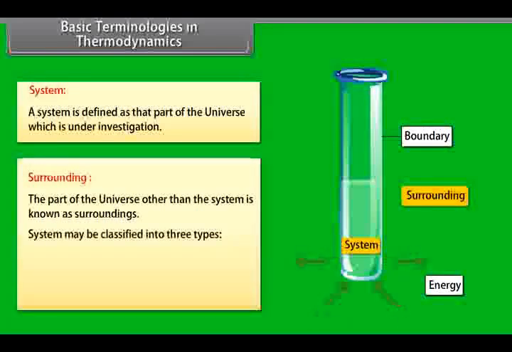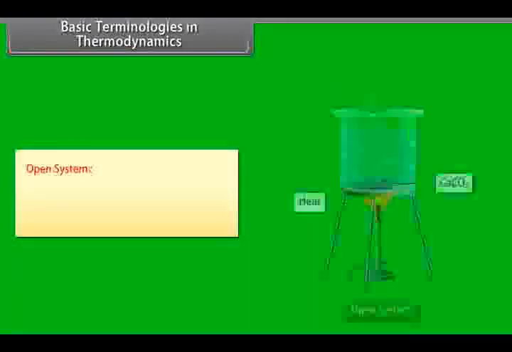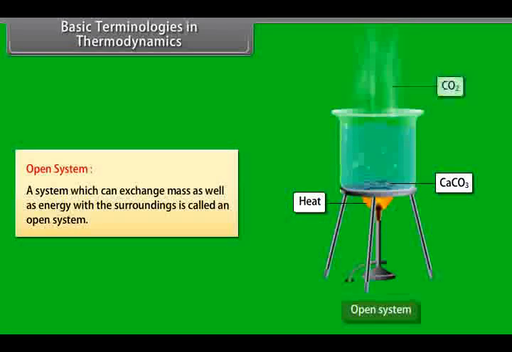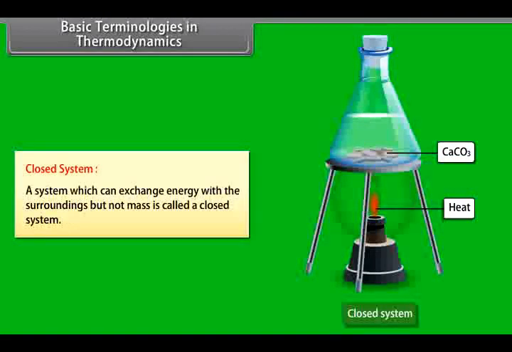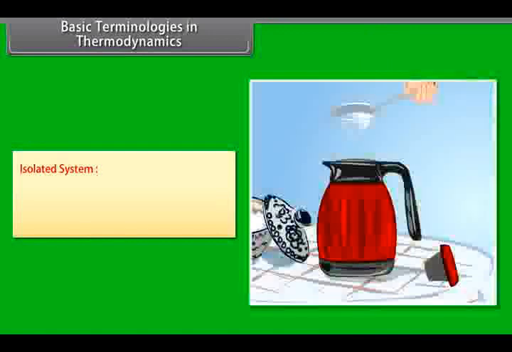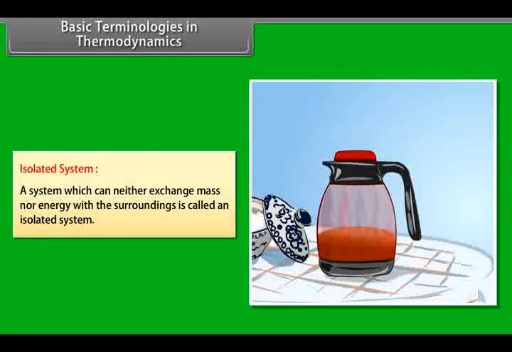System may be classified into 3 types: open system, closed system, isolated system. Open system. A system which can exchange mass as well as energy with the surroundings is called an open system. Closed system. A system which can exchange energy with the surroundings but not mass is called a closed system. Isolated system. A system which can neither exchange mass nor energy with the surroundings is called an isolated system.